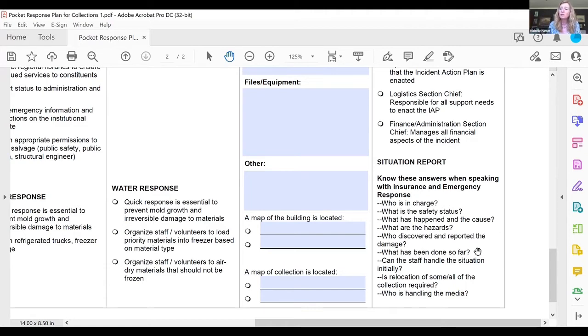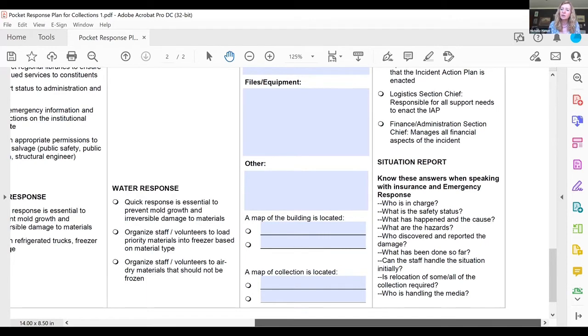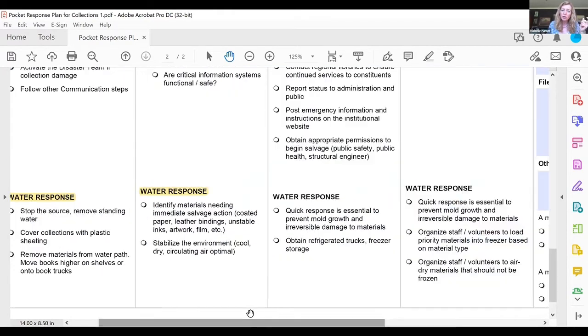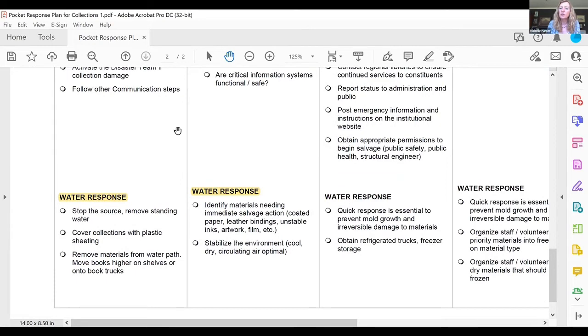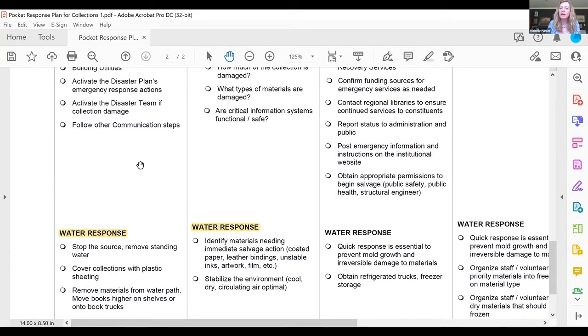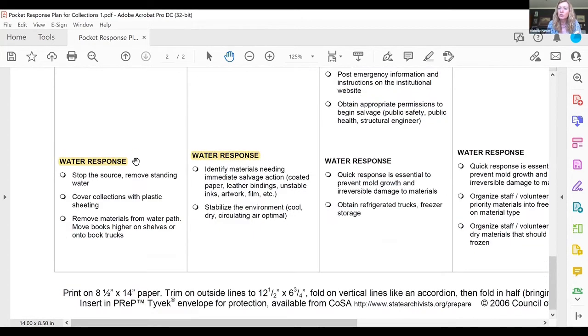What has been done so far? Can the staff handle the situation initially? Do we need to move anything? And who's handling the media? So those are just questions for you to think through. You don't have to put anything in your emergency response. All right, so what we're asking you is to have here at the bottom, water response.